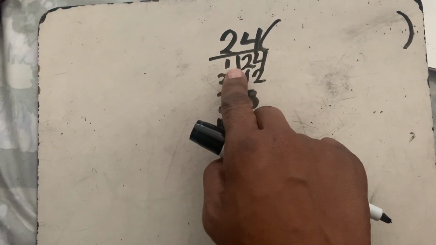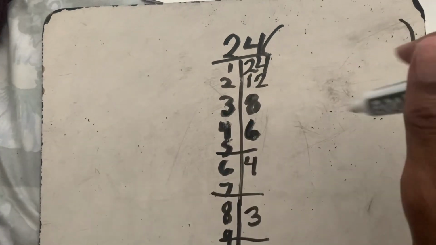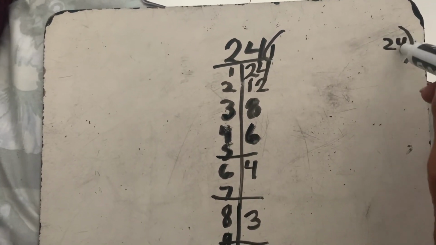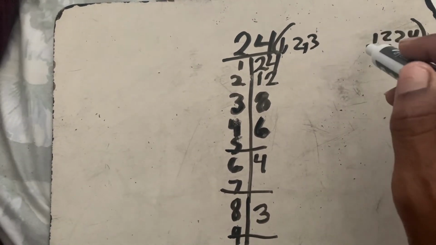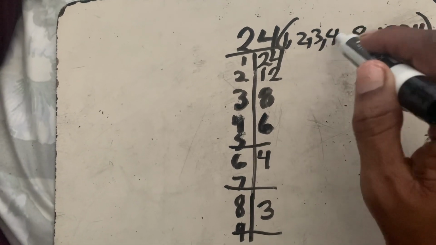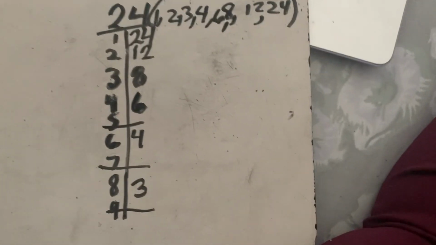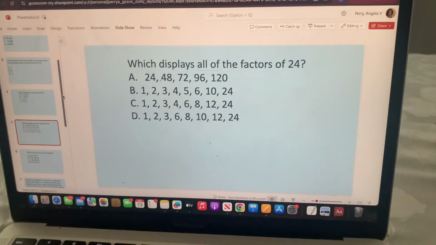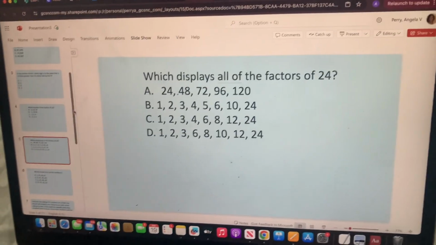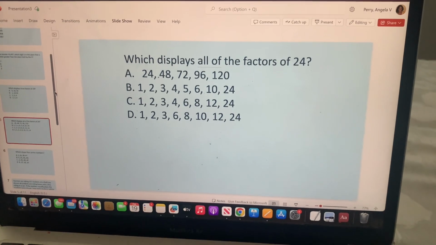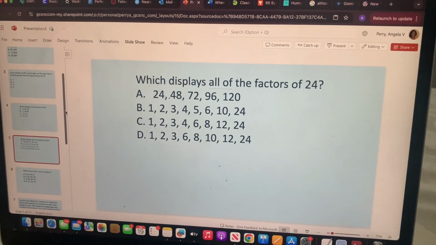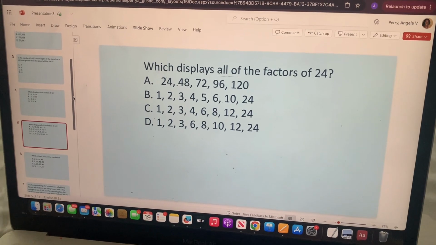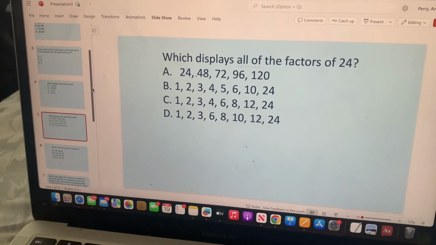So let's look at our factors again. We start with the first two, the beginning and the end. So 1 and 24. 2 and 12. 3 and 8. 4 and 6. Okay, so which one is definitely not A? A was actually multiples of 24. B, 5 is not. That was not one of our factors. C, let's see, we have 1, 2, 3, 4, 6, 8, 12, 24.